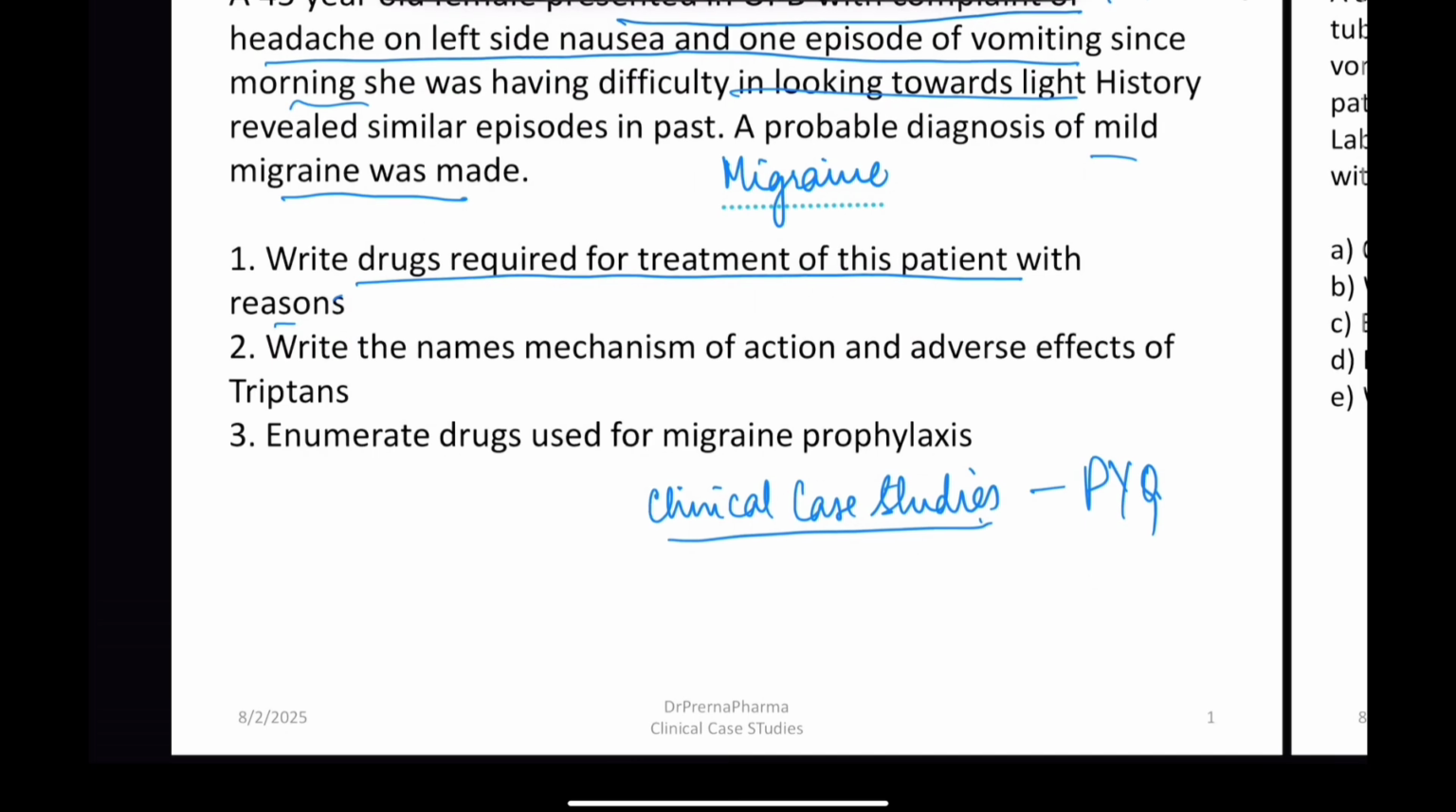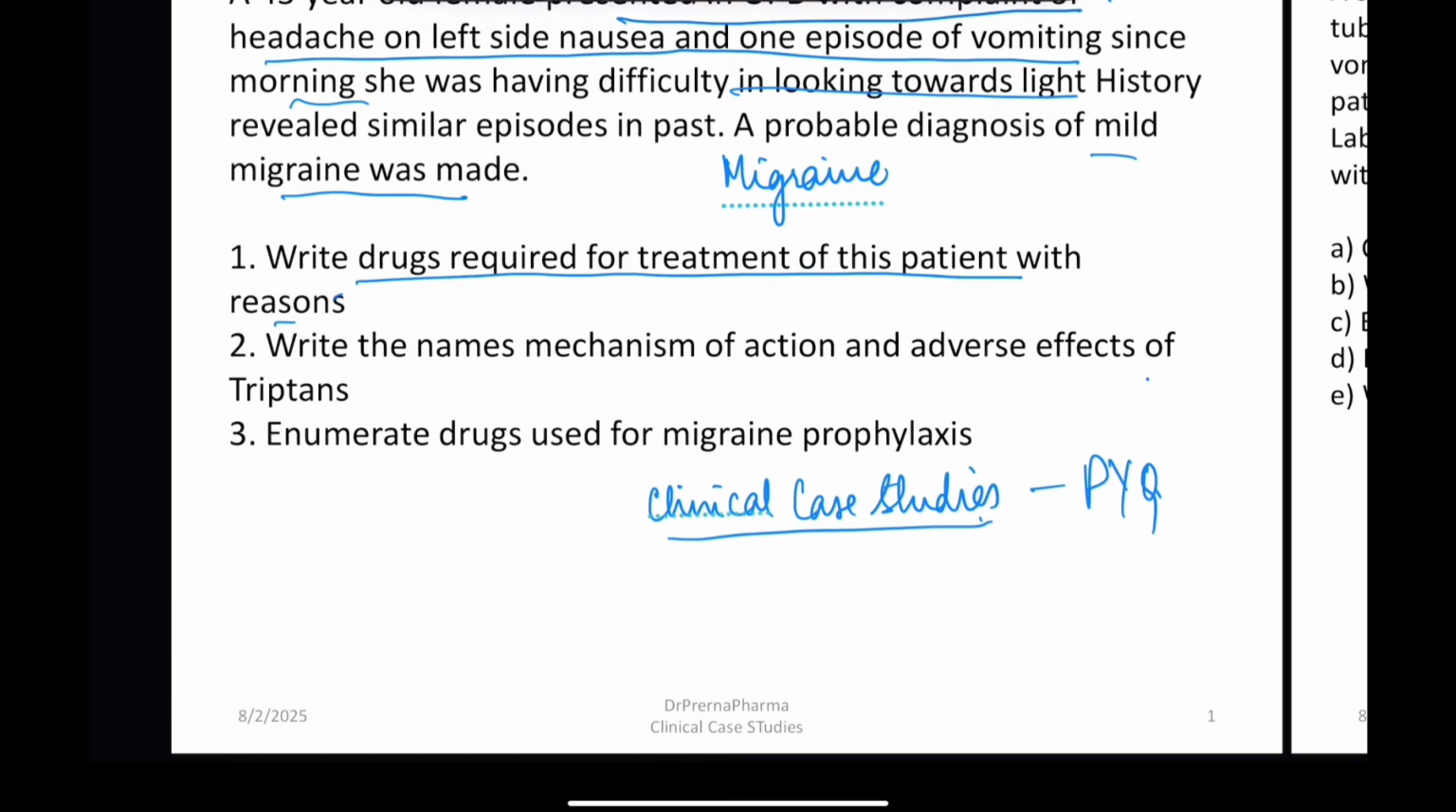Okay, now in this case, how you are going to answer the question. So the first question they're asking, write the drugs name. In acute migraine, you are supposed to write NSAIDs. Write some details about NSAIDs, like ibuprofen, etc. They inhibit COX and reduce the prostaglandins, reduce the pain, right? Then there is paracetamol, which also produces centrally acting analgesia, right?